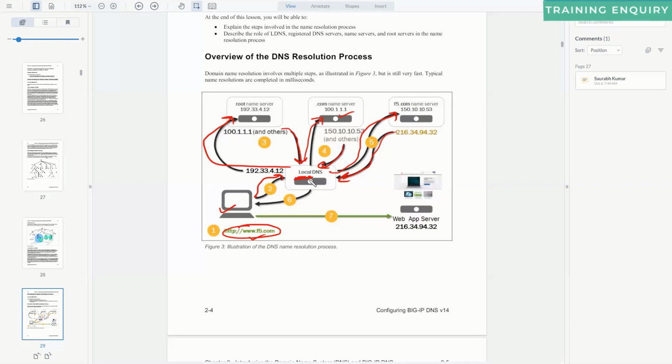And then the local DNS will create an entry in its local cache and will provide the response back to the user machine. Here you can see that the local DNS server has created an entry in its local cache, and then the response was given back to the client machine. Now, since this machine has got an IP address, it will try to connect with the web application server.